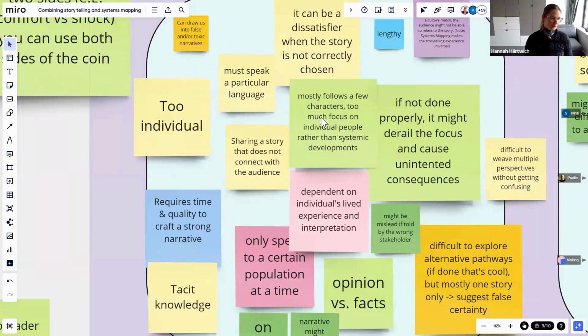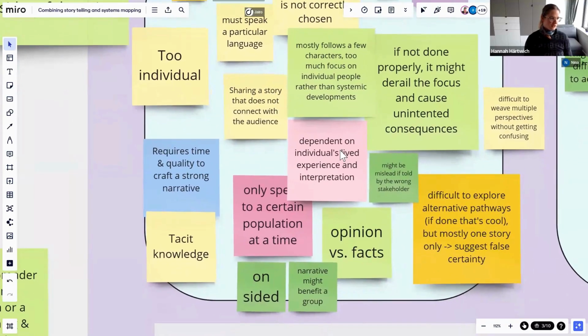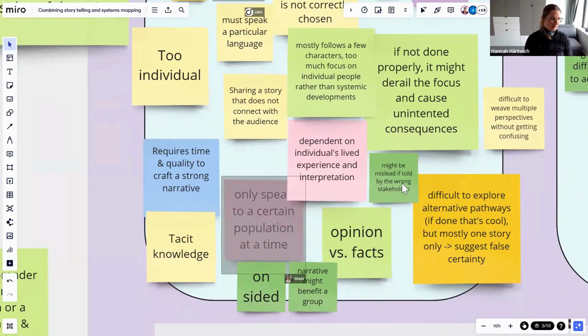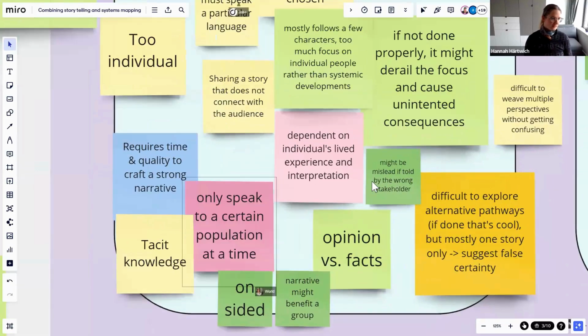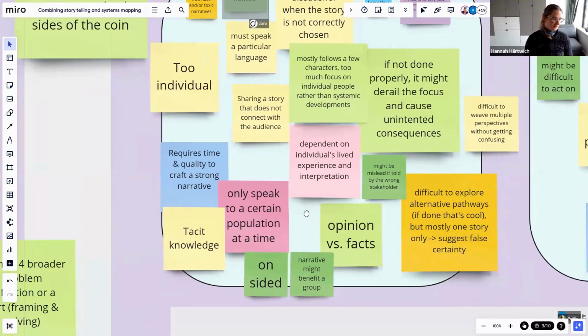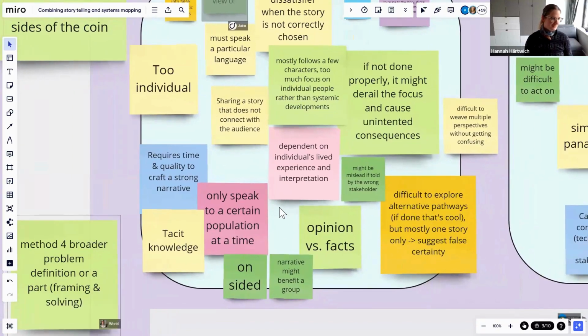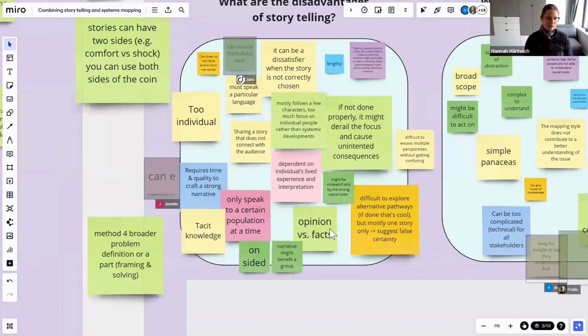They tend to just follow a few characters, so there can be too much focus on individual people rather than the whole system. So it's very dependent on the specific individual's experience, which can lead to mislead us, especially if we're only speaking to a certain population at a time. And we need to be aware of, okay, is this story based on opinions or on facts?